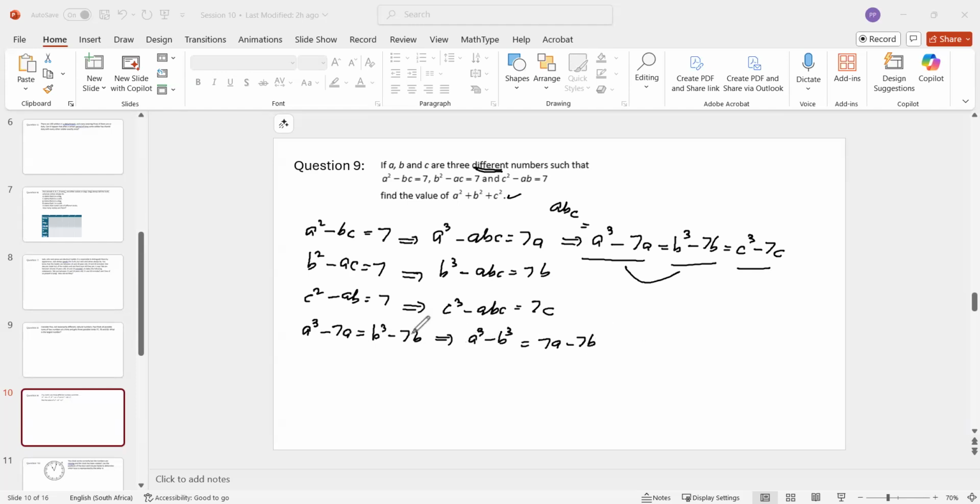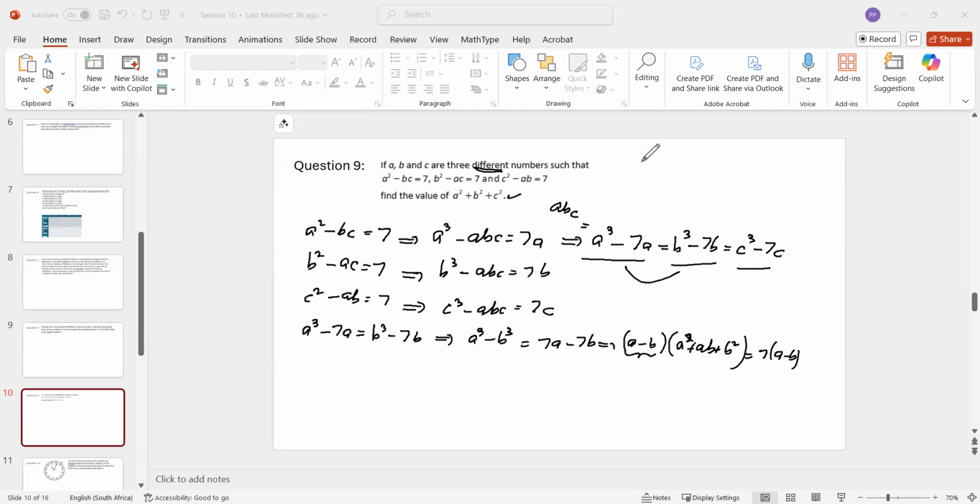Right? And now this is nice because I can factorize both sides. And here I get a minus b, a difference of two cubes. Right? Hope you know how to factorize that. You get it's a squared plus ab plus b squared. That is how you factorize the left-hand side. And here you got 7 into a minus b. On this side, 7 is a common factor. Now, a minus b, I can cancel.